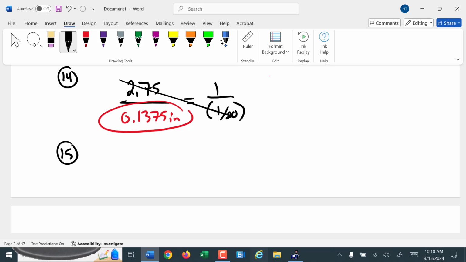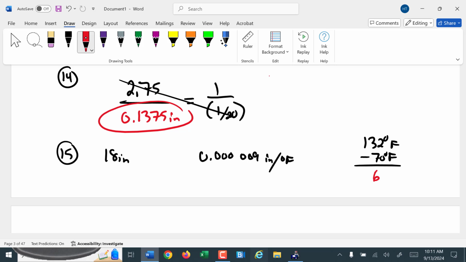Number 15, find the change in length if an 18-inch piece of steel, which has a thermal coefficient of 0.009 inches per degree Fahrenheit, is heated from 70 to 132. So first thing we have to do is subtract. How much did our temperature change? So 62 degrees Fahrenheit is our temperature change.